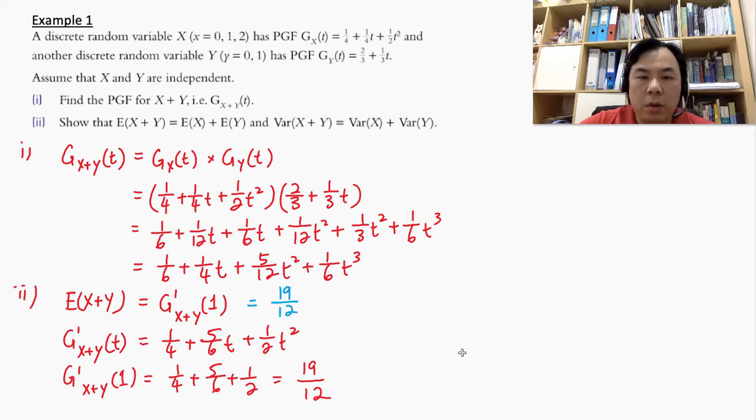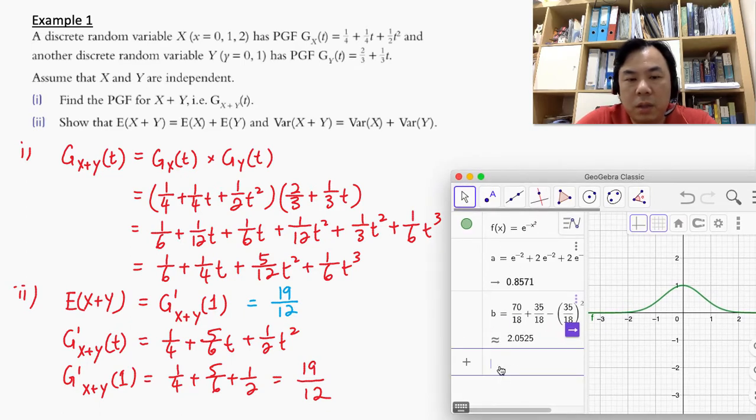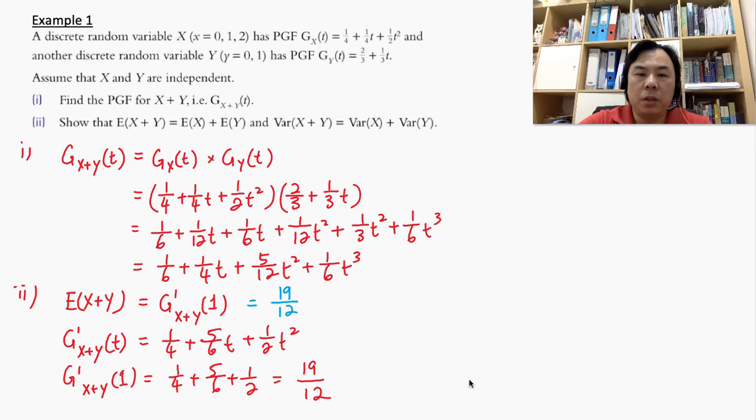Right. Now just for checking purposes, I just need to make sure that I got the correct value here. So just let me quickly check it out. Hopefully I got the correct number. Right, yes, it is. So it's 19 over 12 there. Now I hope that is clear, the first part.